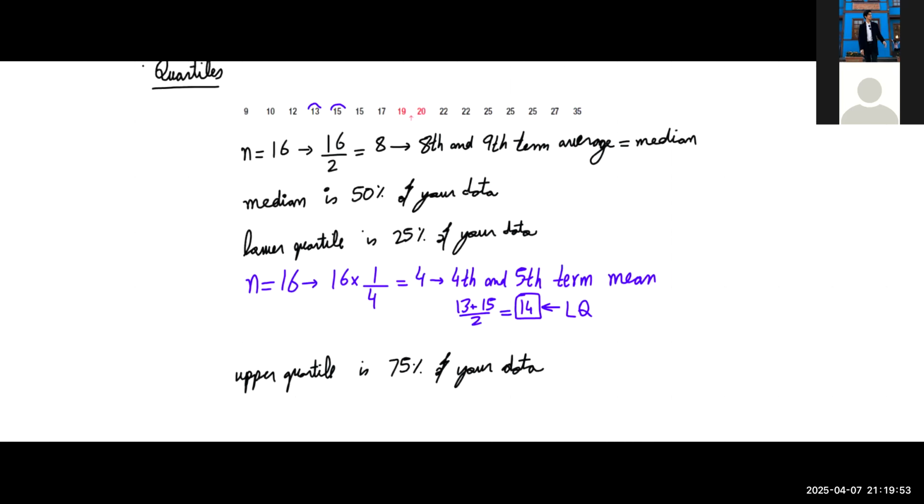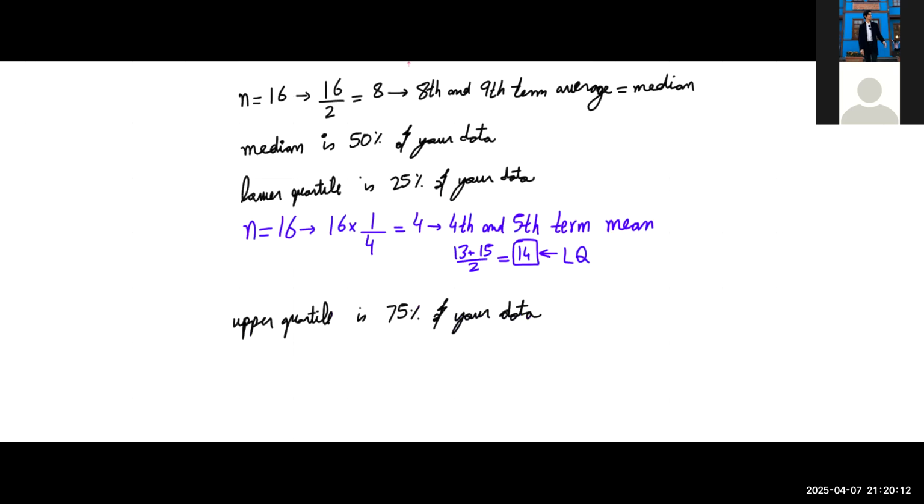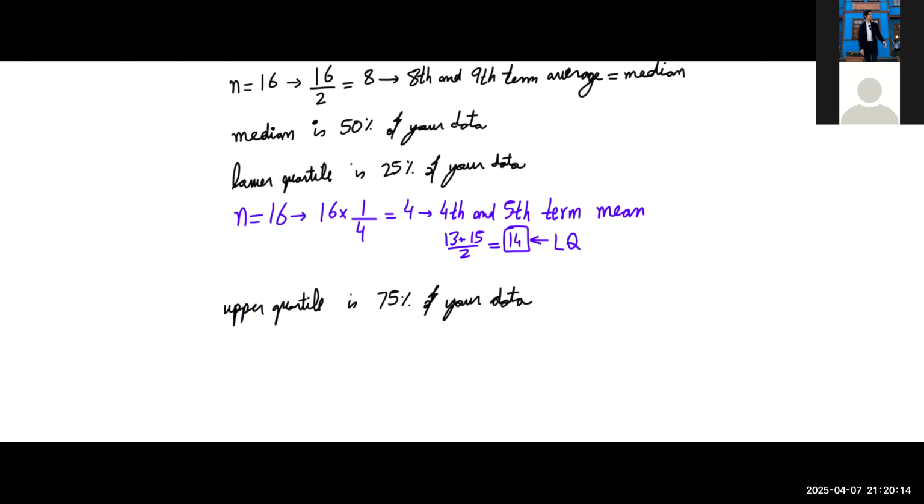So the only difference between median and lower quartile is that instead of dividing by 2, you're dividing by 4. The rest of the method is the same. If you get a decimal answer, round it up, that is your lower quartile. If you get a whole number answer, take that one and the next one and find their mean. That is your lower quartile. Is this clear? Yeah. Okay.